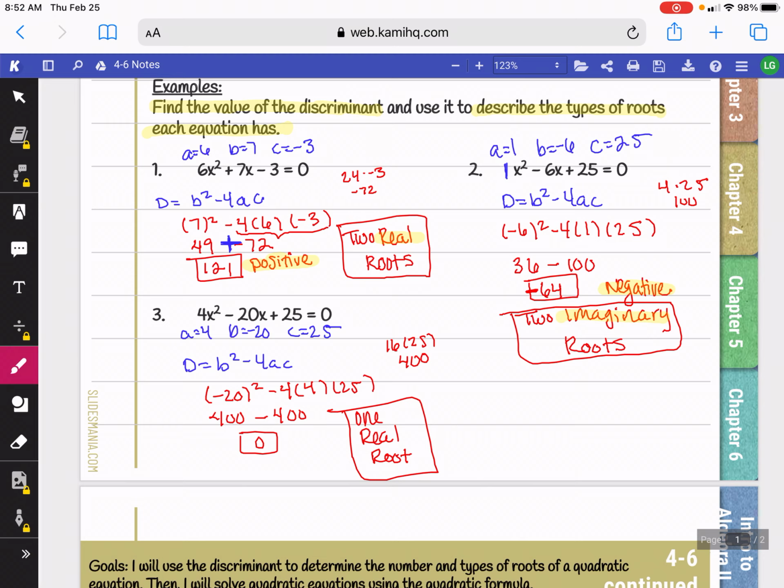So just to summarize, once you do get your discriminant, if it's positive, you have 2 real roots. If it's negative, you have 2 imaginary or complex roots. And if it's 0, you'll have 1 real root.